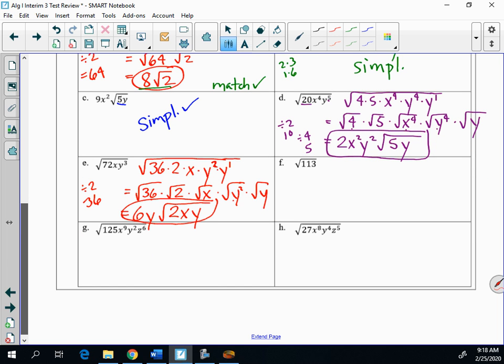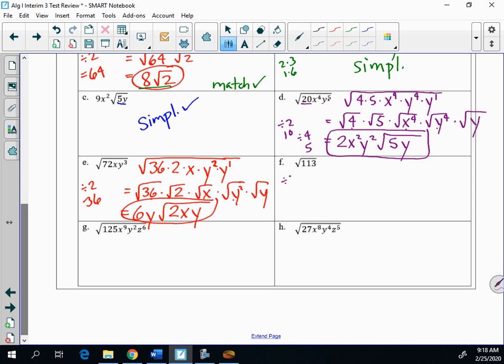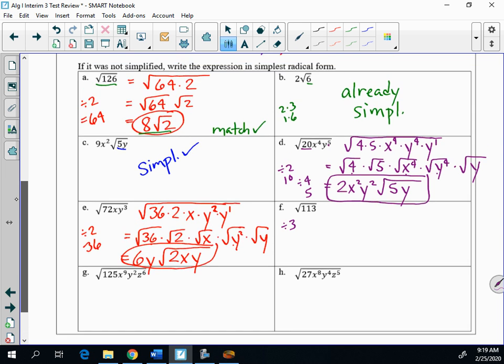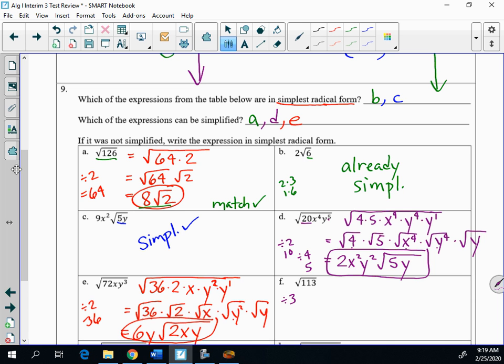Then F, 113. Test it out. Can I divide it by 2? No. Can I divide it by 3? No, that's not going to work either. 4, no. 5, no. 6, 7. This might even just be a prime number, and I can't divide it by anything. Okay, so that one is already in its simplest form. I can't break it down, so I will add that up here as F.